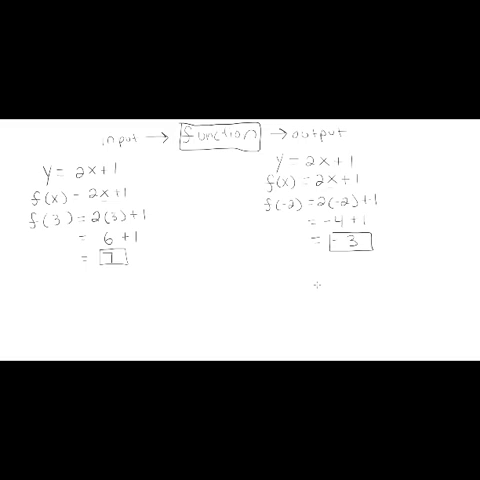We could try one more example. Let's try a 0. Let's say that we use this exact same function, f of x is equal to 2x plus 1, and our input is going to be 0. Let's find our output. So we have f of 0 is equal to 2 times 0 plus 1. Right? 2 times 0 is 0 plus 1 is equal to 1. All this means is for an input of 0, our output is 1.